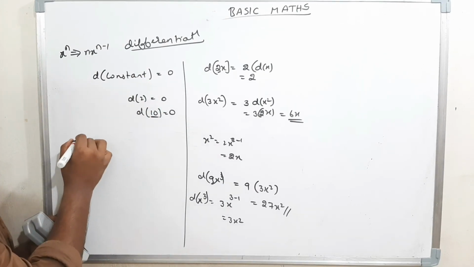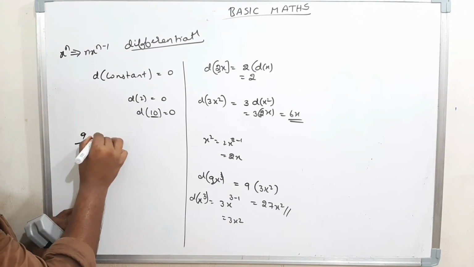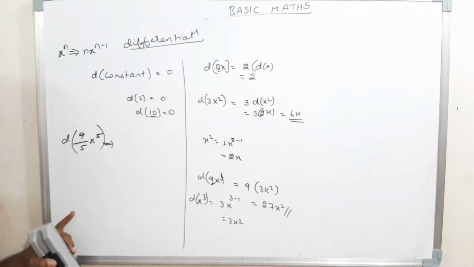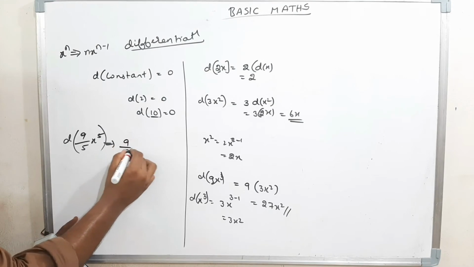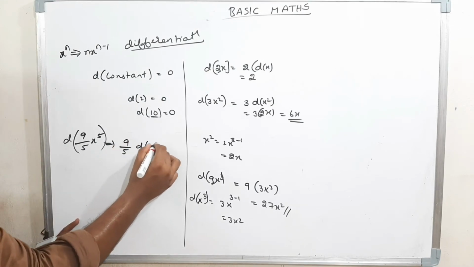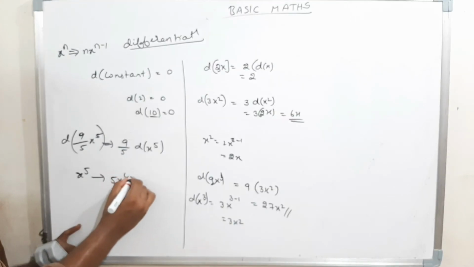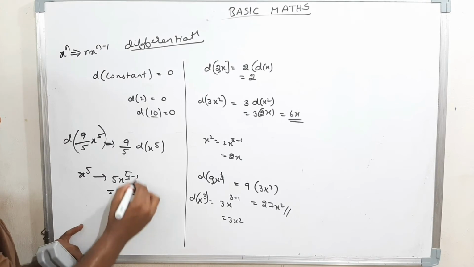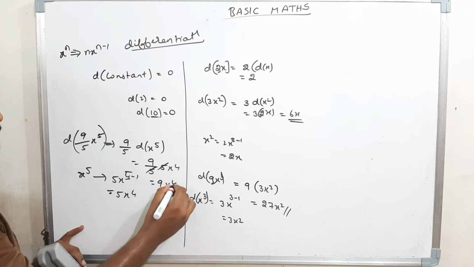Now we will see this one. 9 by 5 x power 5. What is the answer for this? Differentiation of 9 by 5 x power 5. 9 by 5 is a constant, so I can bring it out. 9 by 5. What's the differentiation of x power 5? 5 into x power 4, 5 minus 1. That's nothing but 5 x power 4. 9 by 5 into 5 x power 4. The answer is 9 x power 4.